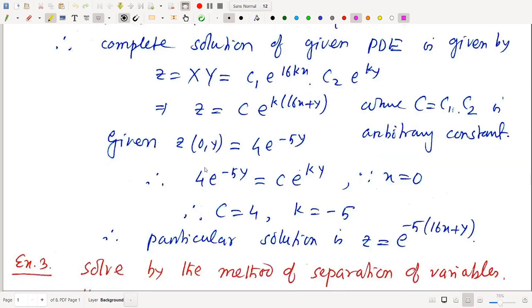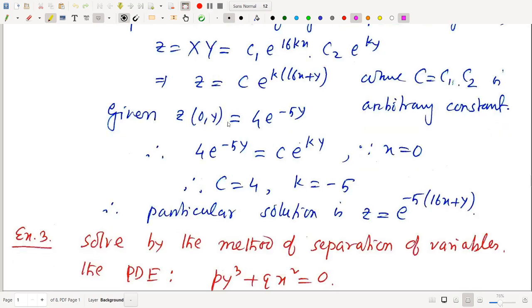Now the given condition is that z(0,y) equals 4 e to the power minus 5y. The value of z at the point (0,y), x equal to 0, the value is 4 e to the power minus 5y. Therefore if we put here in this solution x equal to 0, what we get? z(0,y) is c e to the power ky, and z(0,y) is given 4 e to the power minus 5y.